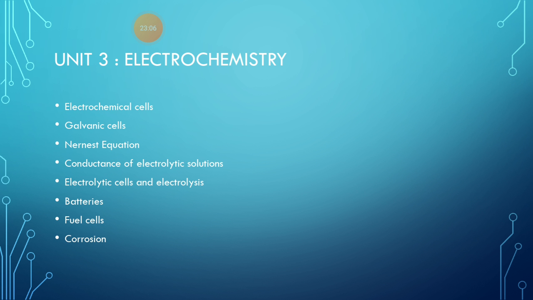Then the conductance of electrolytic solutions. Ionic compounds in the liquid phase, the aqueous phase or the molten phase are good conductors of electricity. So how does the conductance take place, and why are electrolytic solutions good conductors? We are going to learn about that, along with the conductivity and resistivity of solutions, and we are going to determine the cell constant for the cell. So these ideas we are going to learn in the conductance of electrolytic solutions.